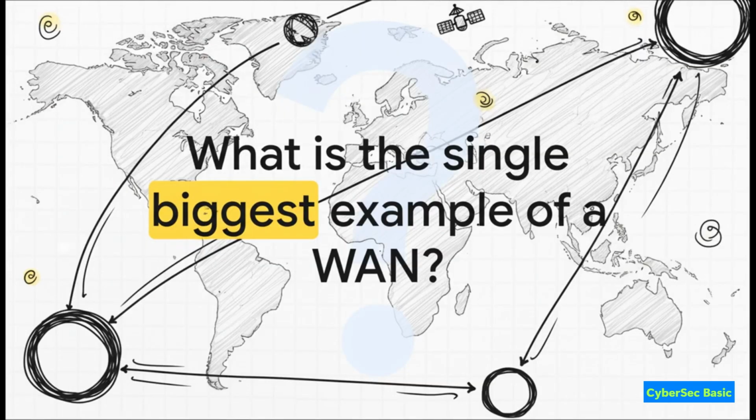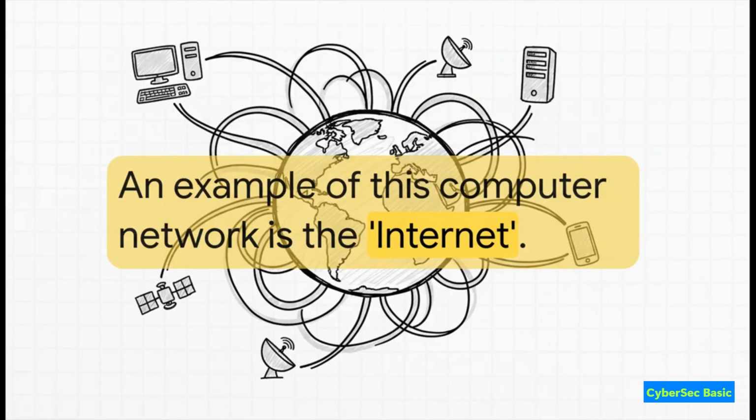So if a WAN is this massive global network of networks that contains literally everything, what do you think is the single biggest, most famous example of a wide area network on the planet? Yep, the Internet. The Internet is the ultimate WAN. It's this gigantic interconnected web of public and private networks that links billions of us all around the world. Every single time you go online, you're tapping into the biggest wide area network in existence.